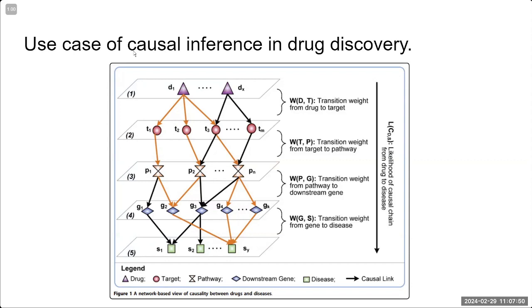So, Noman, I have another question from this slide. Like, do the different colors on the causal links represent? like the orange color and the black color?